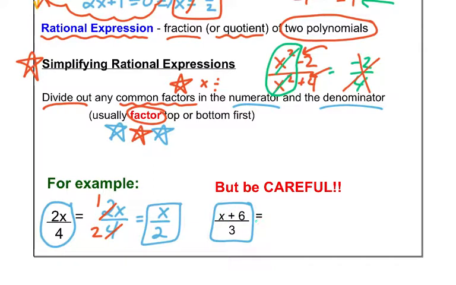So is there anything we can do? No. There's nothing in common with the factor on top, which is x plus 6, and the factor on bottom, even though it's tempting. So be careful. There's nothing to do here.